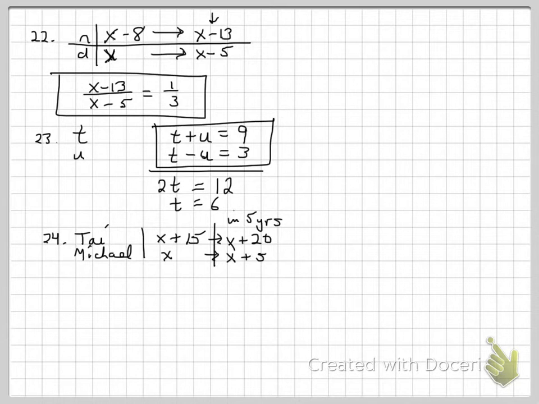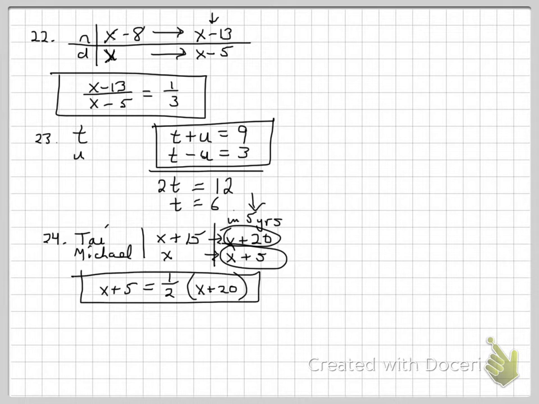Now, it says in 5 years, so we're really interested in this column, working with this and this. In 5 years, Michael's age, which expression represents Michael's age, the x plus 5, would be 1/2 Ty's age, which expression represents Ty's age, the x plus 20. And therefore you can solve then for Michael and Ty's age. So that would be your equation. And number 25, finally, again, I'm looking mostly at helping you with the equations.